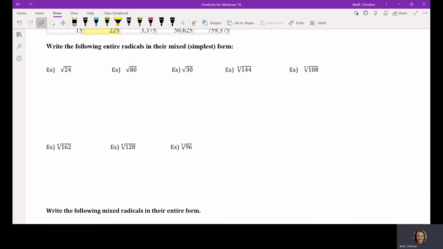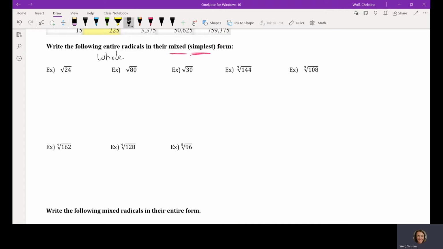Here it says, write the following entire radicals. This is called an entire radical because it's not simplified yet. It's in its entire form, or sometimes the textbook or I might refer to it as a whole radical, because it's not simplified or broken down yet. We're going to take this entire radical and write it in its simplest form. Sometimes I'll also use mixed form. So this is what we do.